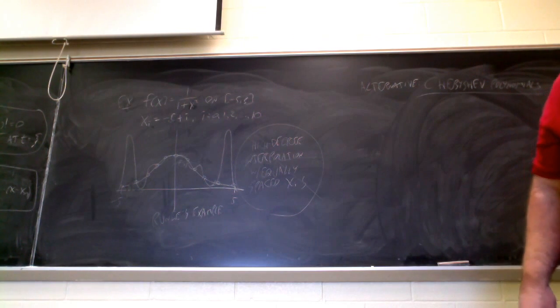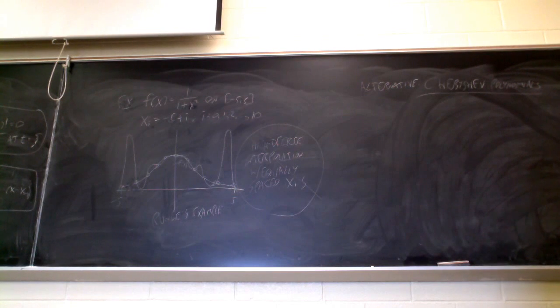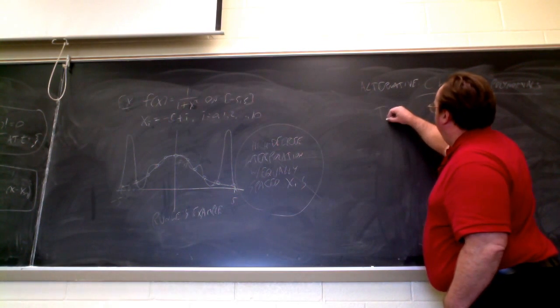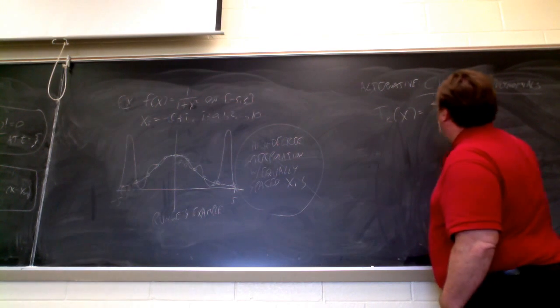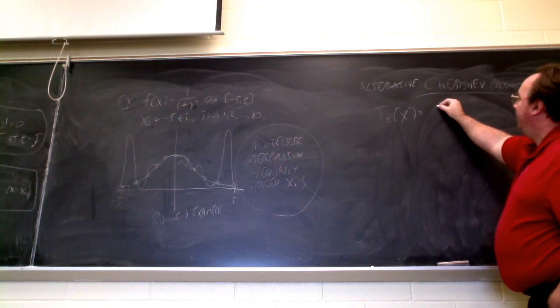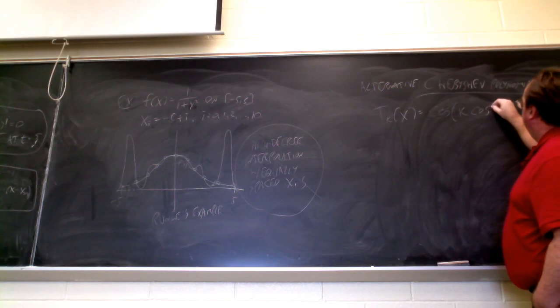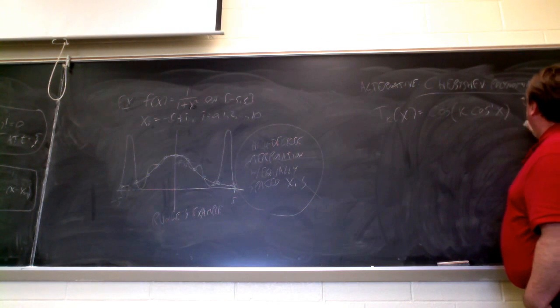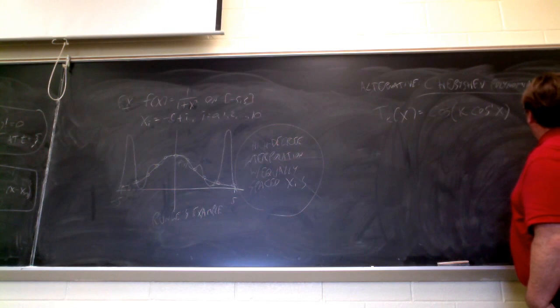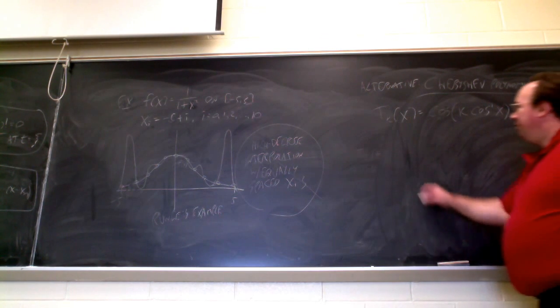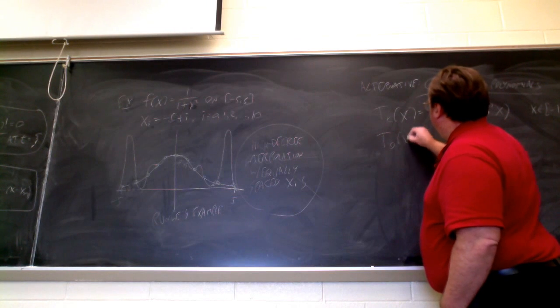So I'm going to define them as follows. T_k of x is equal to cosine of k inverse cosine of x, at least for x between -1 and 1. Now that doesn't look very polynomial-like, but you'll see why it is.